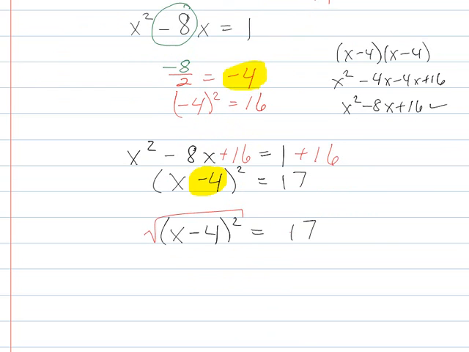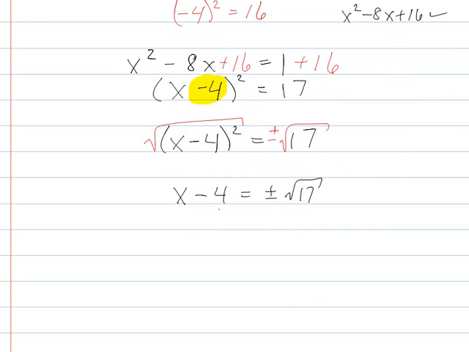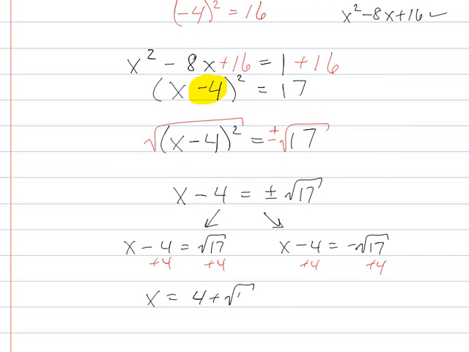Which means I'll take the square root of both sides, put the plus or minus out front. X minus 4 equals plus or minus root 17. So I've got two solutions. This one equals plus root 17, and this one equals minus root 17. Adding 4 to both sides. So I've got that, and then I've got that. And those are going to be both of my two solutions. Excellent.